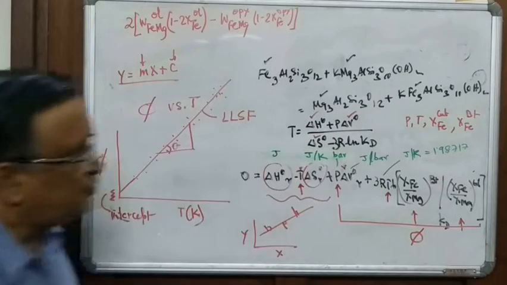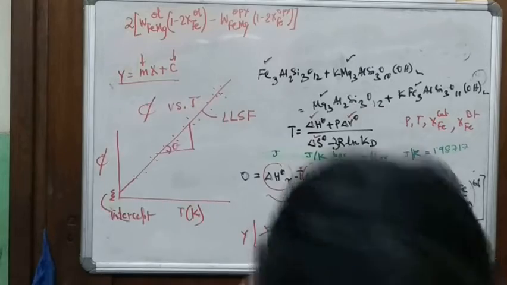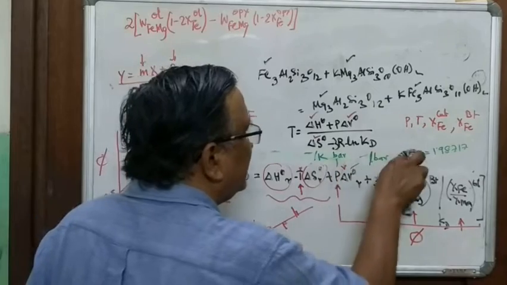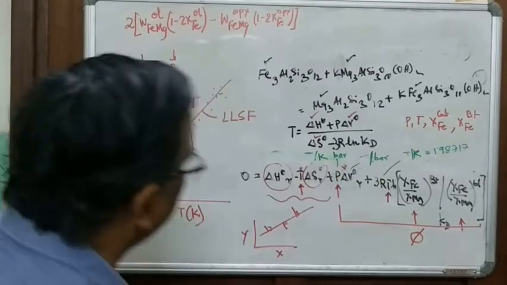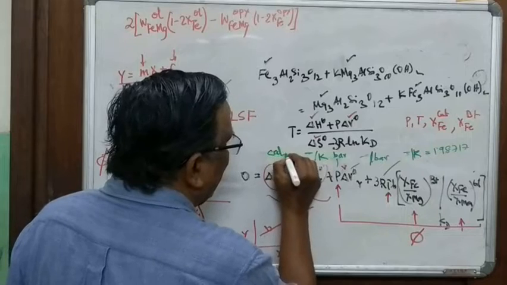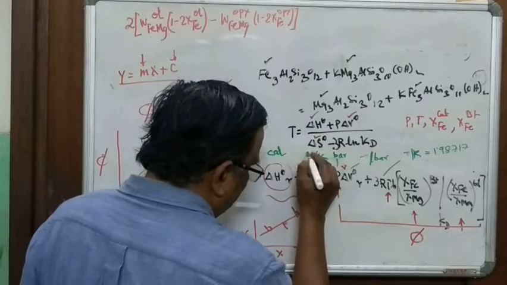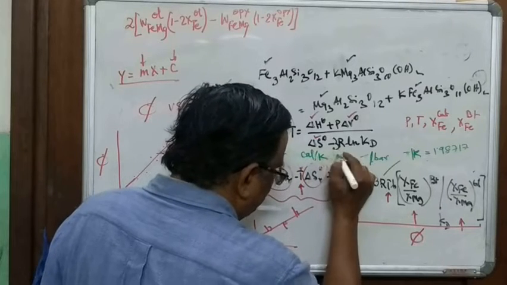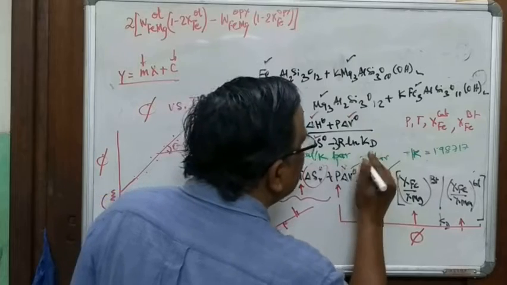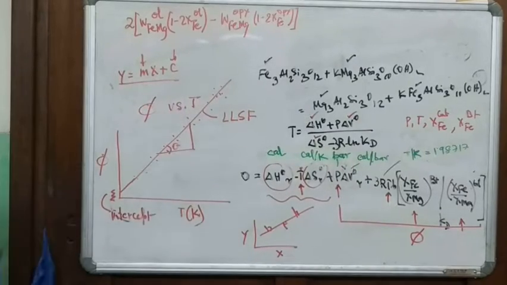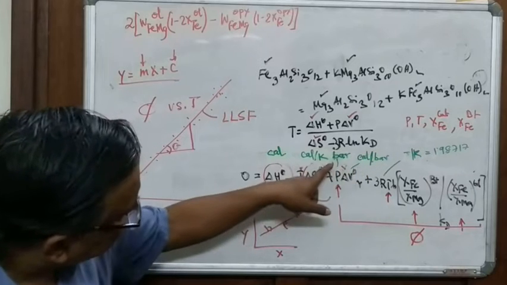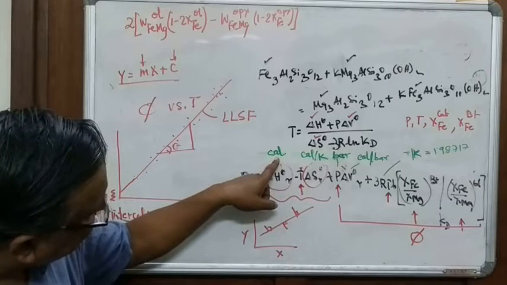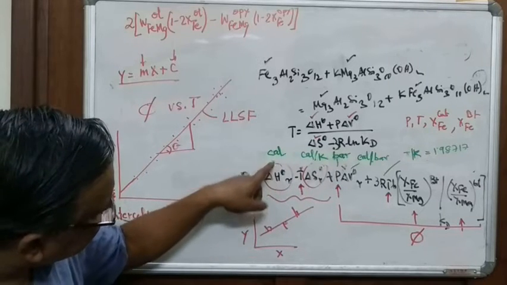1.98717. Sorry, I made a mistake. The calculations in the paper were in calories, not joules. This is calories per Kelvin, and this is bar, of course. And this is calories per bar. This is bar. This is calories per Kelvin. This temperature is in Kelvin.